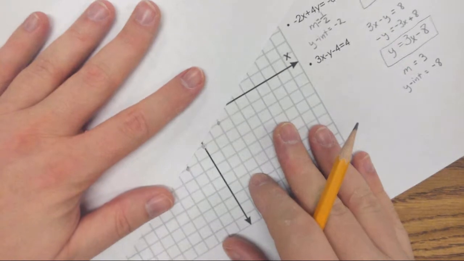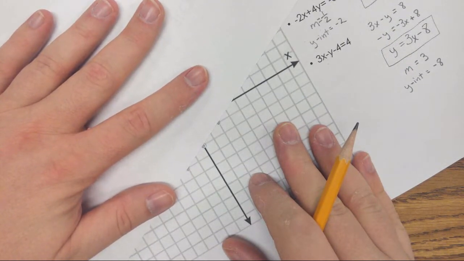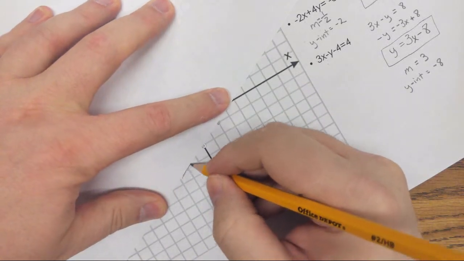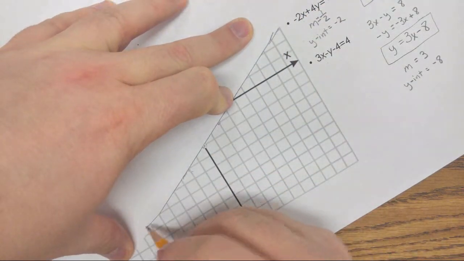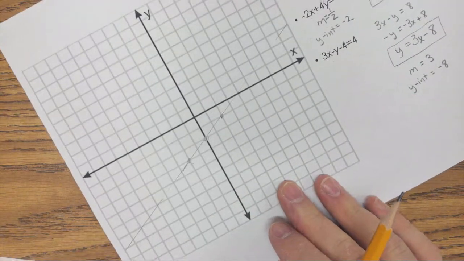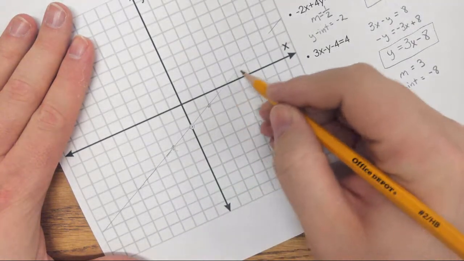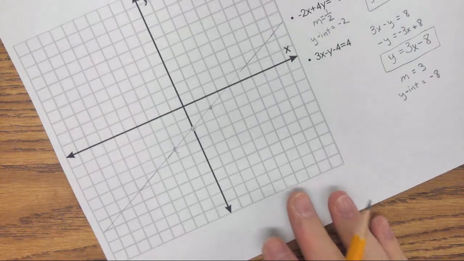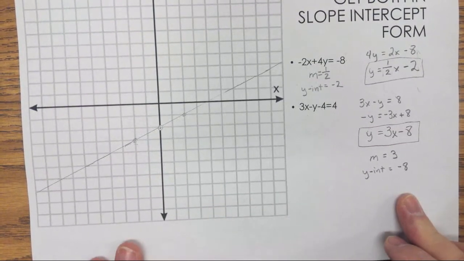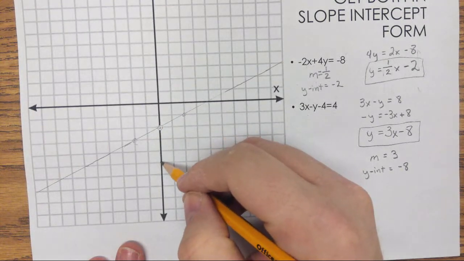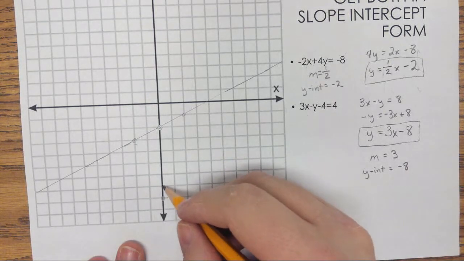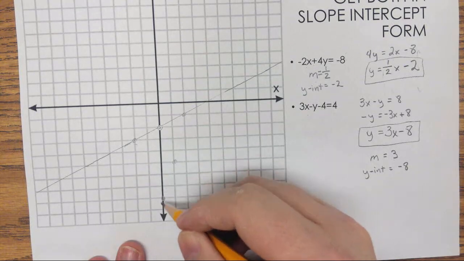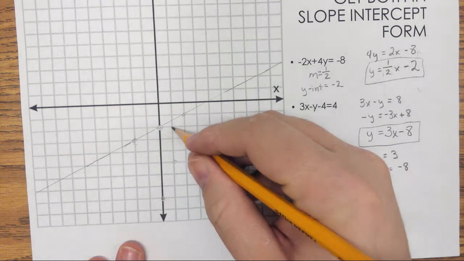Let's get that guy drawn. Using some kind of straight edge to make my line as straight as possible so that I can get the best solution possible here. Okay, there's my first line. Let's do the other one. -8, -7, -6, -5, -4, -3, -2. And then slope of 3, so up 3, 1, 2, 3, over 1. I'm not going to go down 3 this time, I'm just going to go up 3 again. 1, 2, 3, over 1.